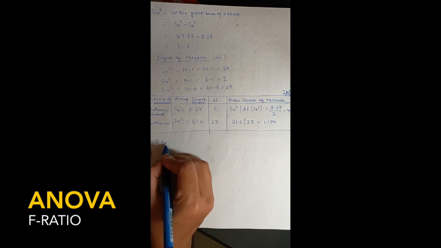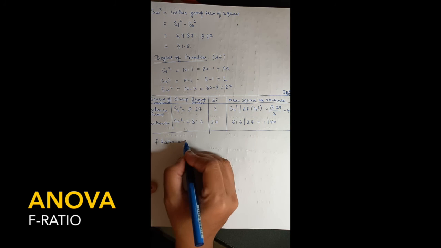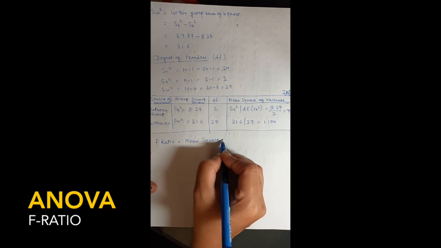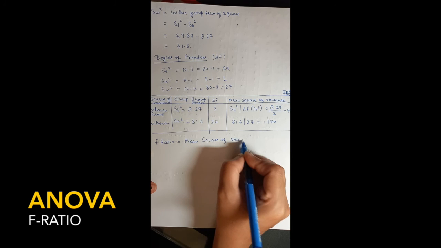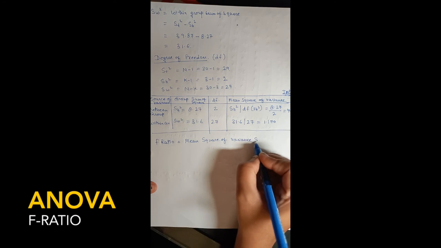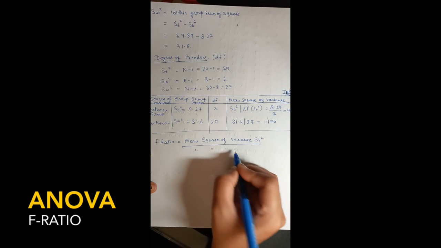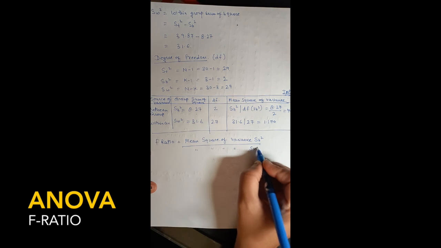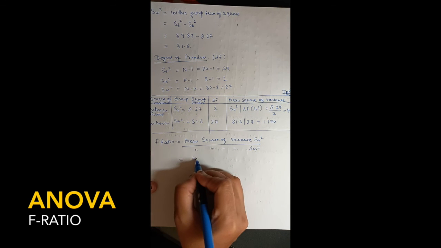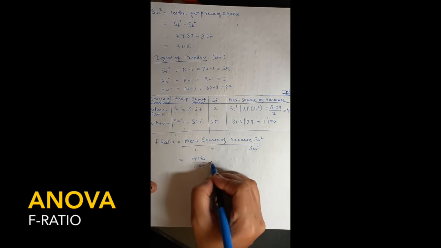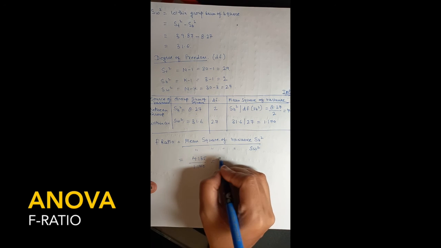So now we are done with all the calculation. We only need to find out the F ratio. For the F ratio, we need to divide the mean sum of square of between group by that of within group. So between group divided by within group mean sum of square. We will quickly place the values that we have calculated in the above table, and we only need to divide and find the value of the F ratio.